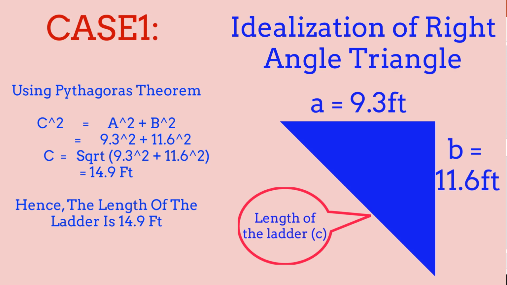So using the Pythagoras Theorem, we found out that the length of this ladder is almost around 14.9 foot. We used the Pythagoras Theorem to find our last given side, the hypotenuse, using the formula a squared plus b squared equals c squared.